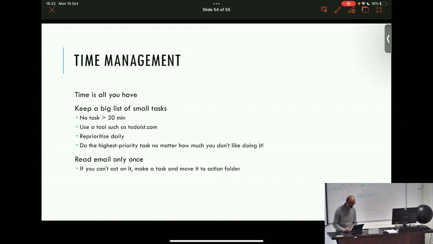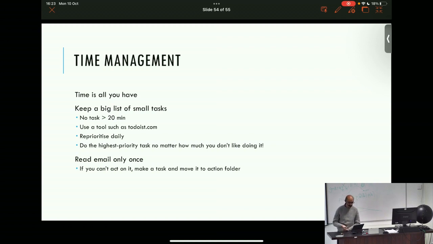Well, a little bit about time management. Time is all you have. When you die, you will not get more time. You won't get more money either, but at that point you probably want more time and not more money. So time is all you have, and you want to be careful about what you spend it on and how you do it.